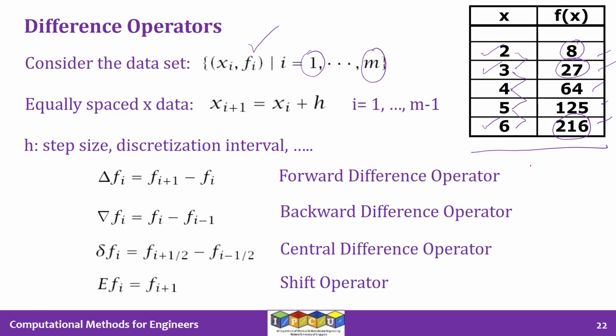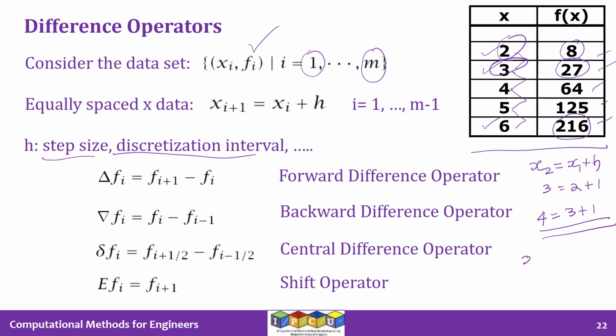So we know that x2 is equal to x1 plus h, where h is called the step size of the discretization interval. So x2 here is 3 and x1 here is 2 and h here is 1, the gap, the step size is 1. So it makes sense, right? You can verify that. Similarly, x3, which is 4, is going to be equal to x2, which is 3, plus the step size, which is 1. So this is also true.